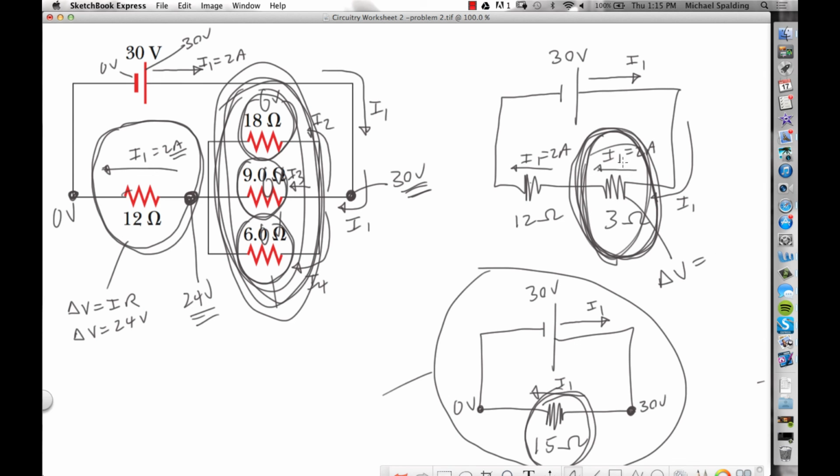6 volts, because delta V equals IR. What's the current through that resistor? 2, and then the resistance is 3. 2 times 3 is 6. So that's another way to do it. So anyway, that answers number 5. The voltages across are 24, 6, 6, and 6.